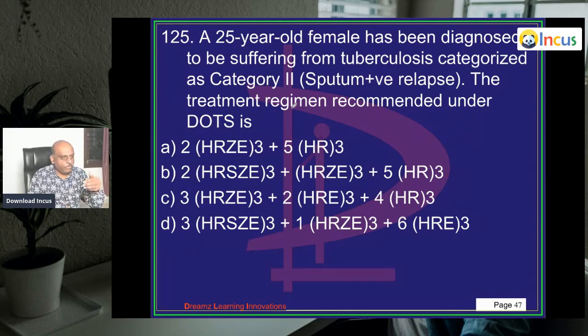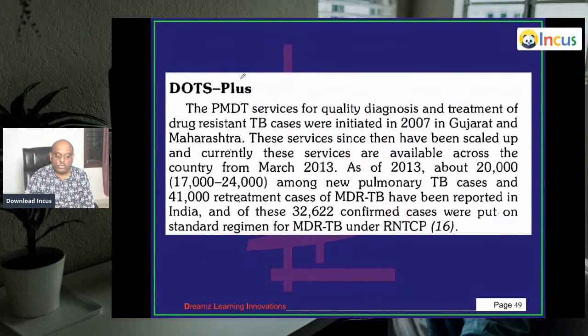So now the newer tuberculosis program has come, but in category 2, what is the recommended treatment? 2HRSZE3 plus HRZE3 plus 5HR3. So all the DOTS regimens, you have to be very sure. DOTS Plus, what is it?